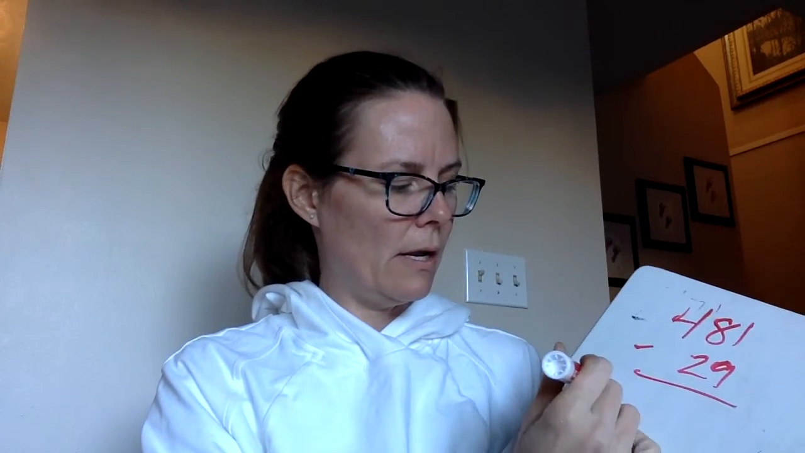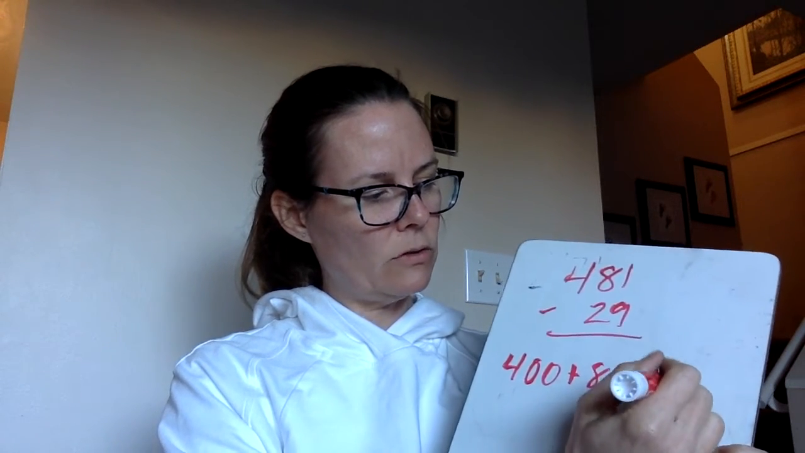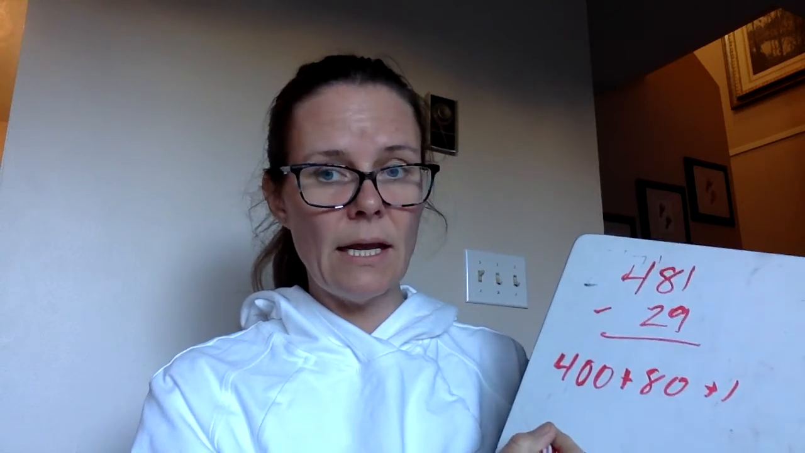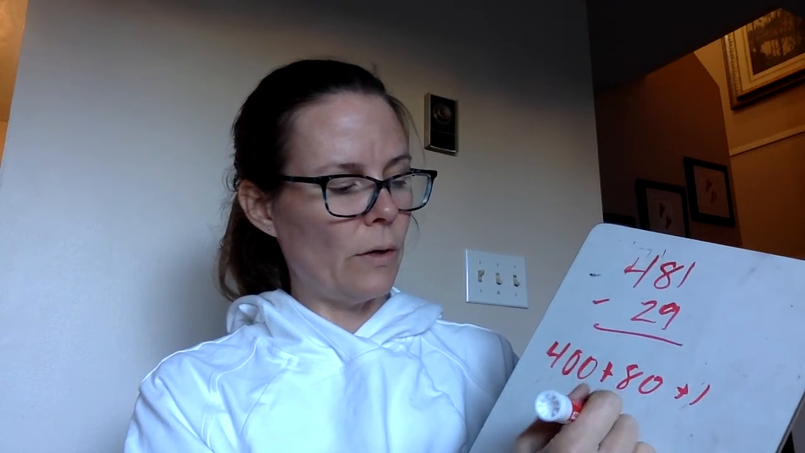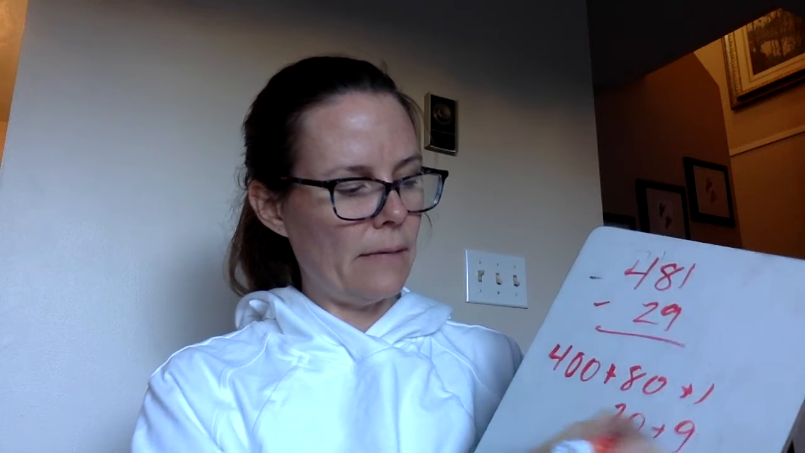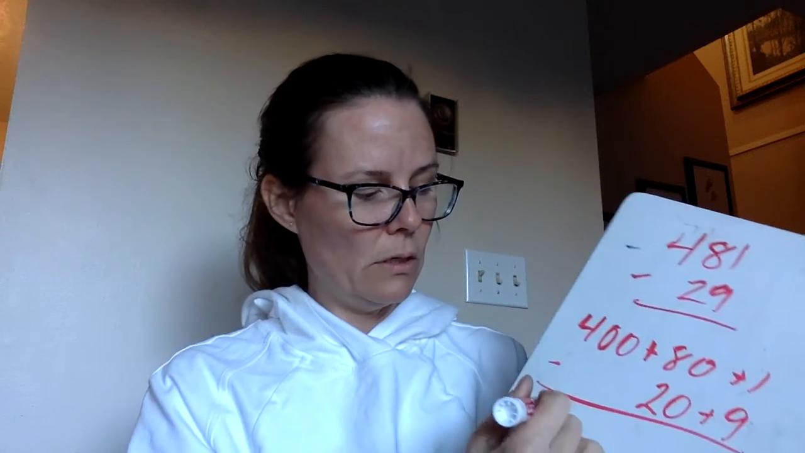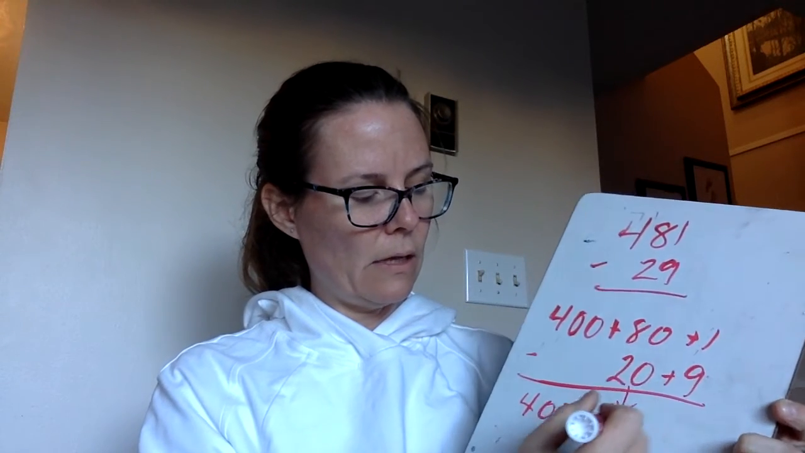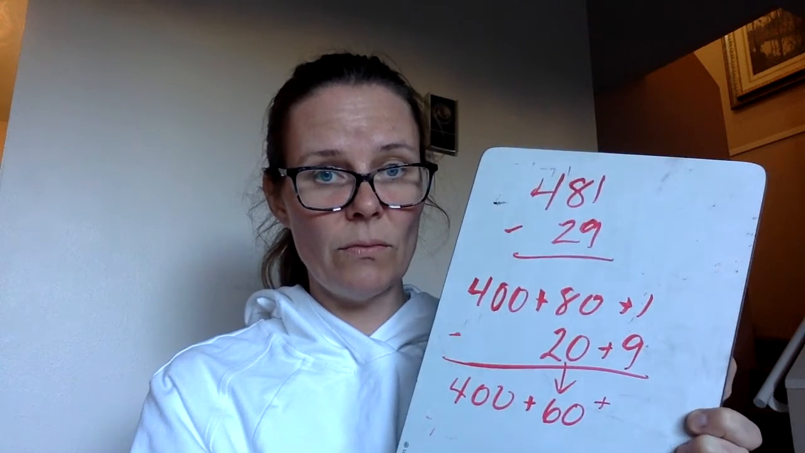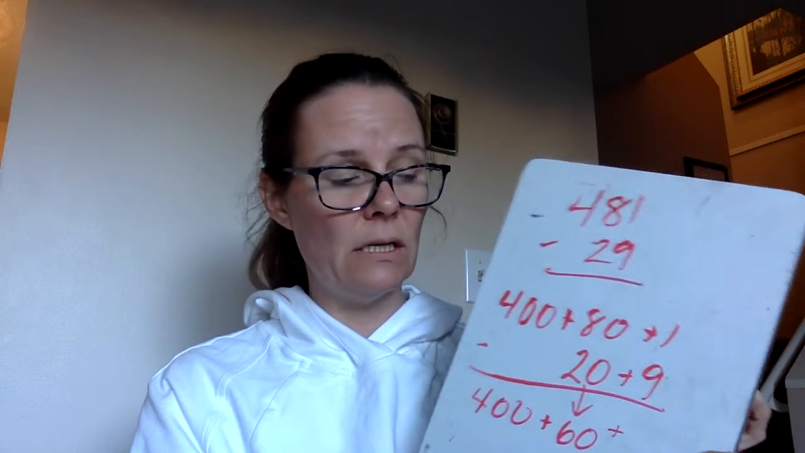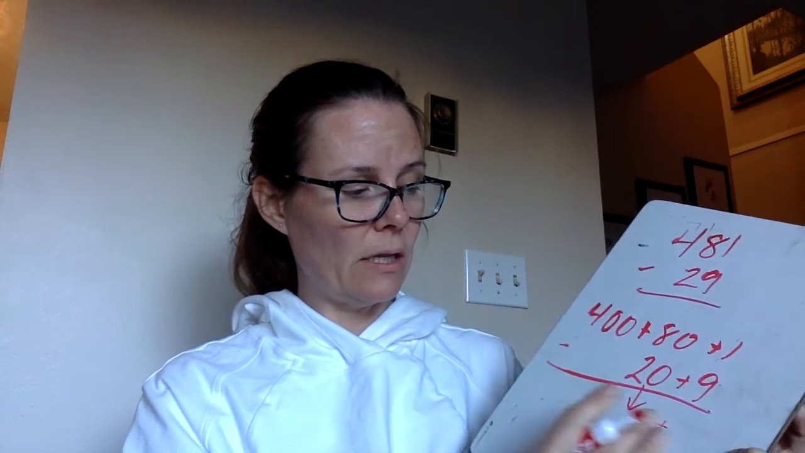Okay, now, again, I can look at this as 400 plus 80 plus 1, right? And I can take away 29. So I need to take away 29. I can look at it this way, right? So I can leave 400 here. I can do 60. Oh, I can't do that. That's a problem. Can't do it. Oh dear. So I need to go back and try that again.